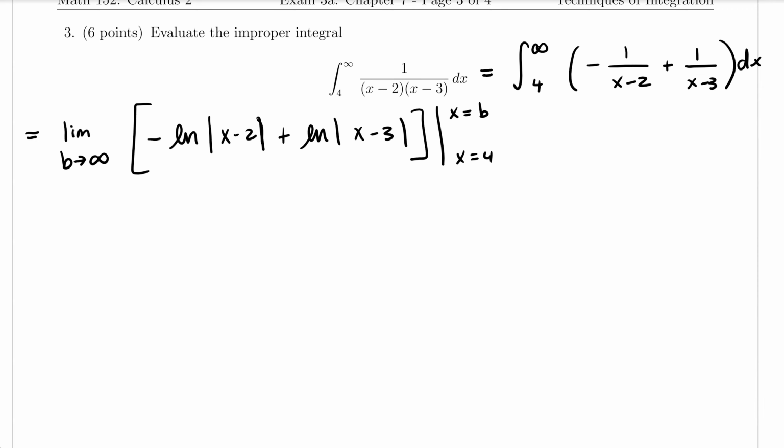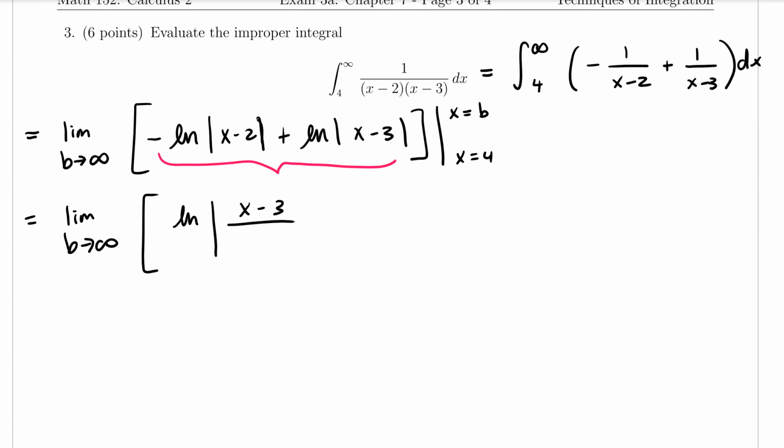Now, one thing that I can do that's going to make our life a little bit easier is that these are both natural logs, and so I can condense this using one of the laws of logarithms. So this is equal to the limit as b approaches infinity of the natural log of the absolute value of x minus 3 over x minus 2, like that.